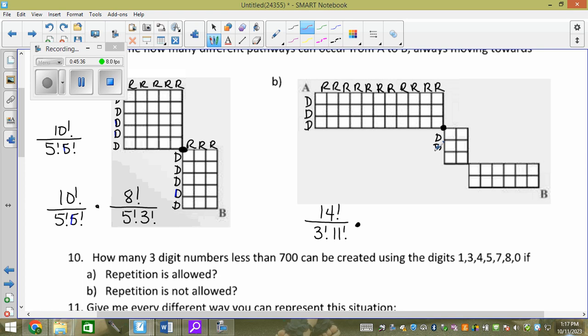D, D, D, R, R. So this one would have 3 factorial, 2 factorial. On the top would be 5 factorial, yeah. And this one would have D, D, R, R, R, R, R, R. So it would have 2 factorial, 6 factorial on top. And we multiply it all out and give me an answer, correct? Okay.